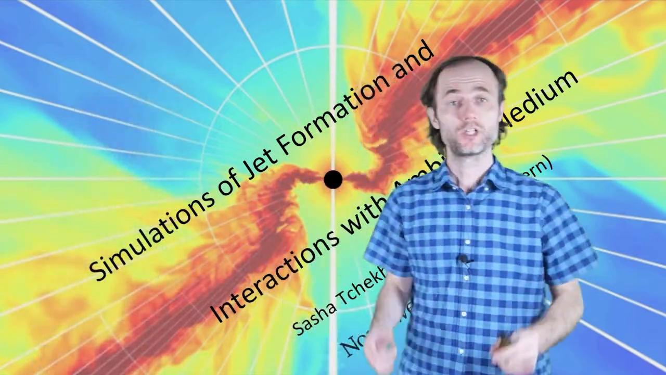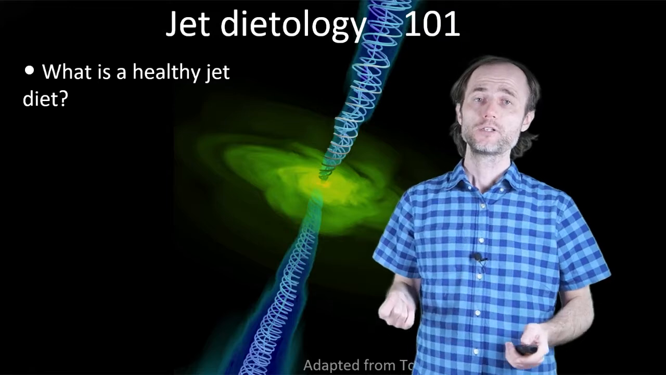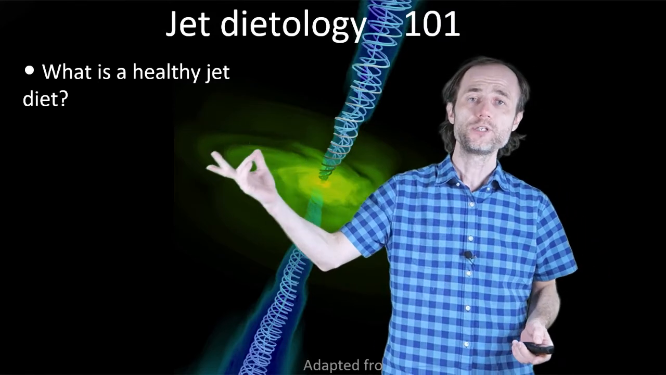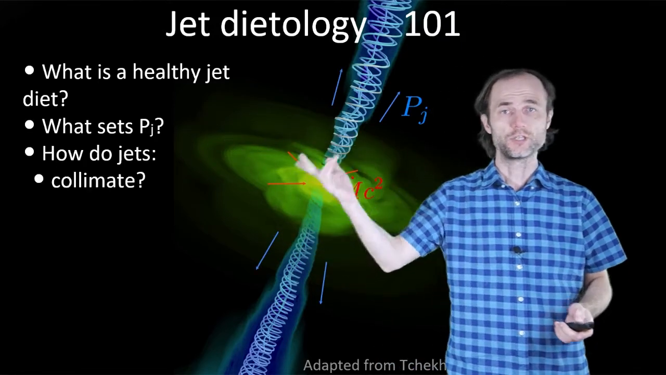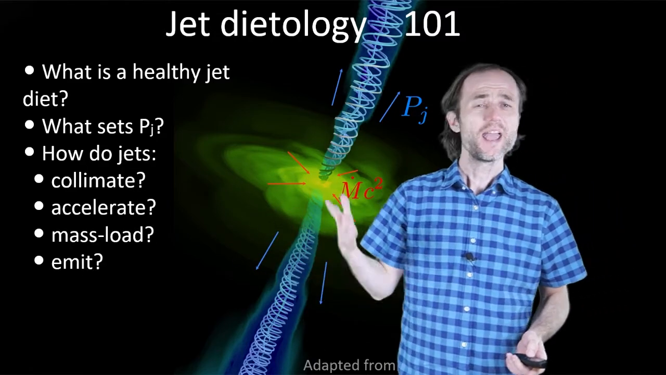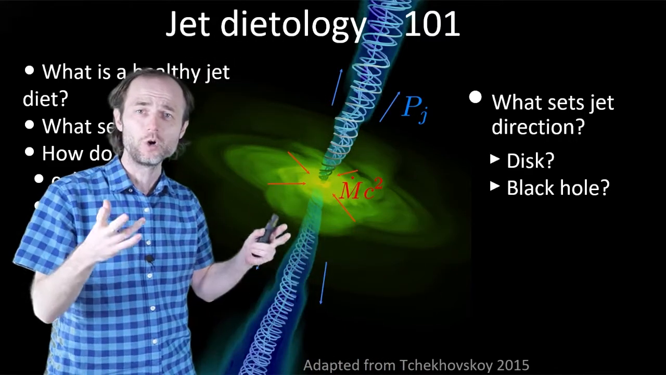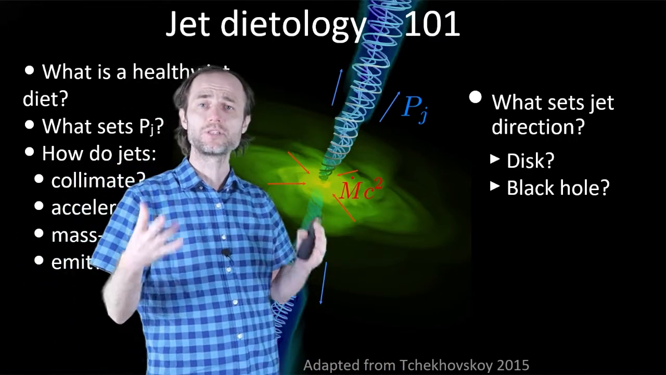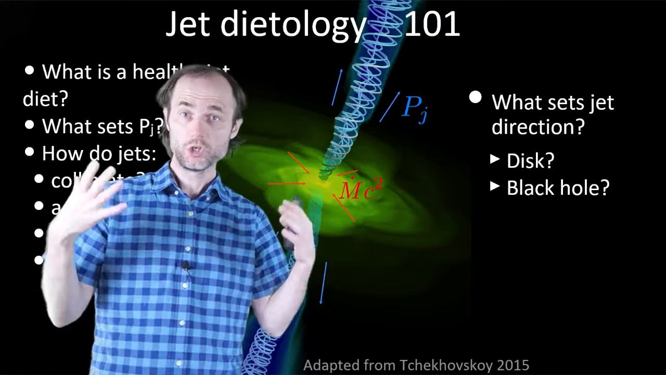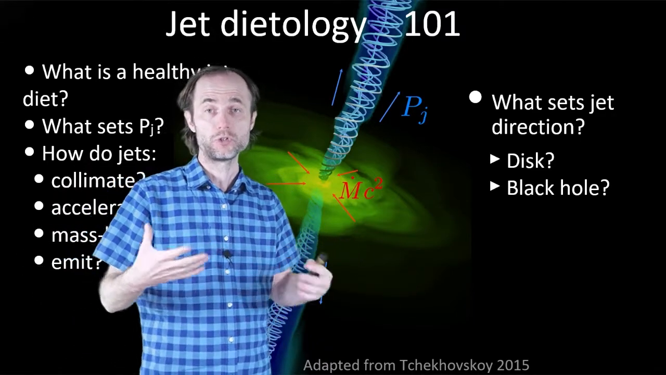Hi, I'm going to tell you about how jets are born and how they die. I'm going to try and understand what is the optimal jet diet, what sets their power, collimation, acceleration, mass loading, and emission. And if it happens that the black hole and accretion disk midplanes are misaligned, what happens to the jets? Do the jets still exist, or do they disrupt?